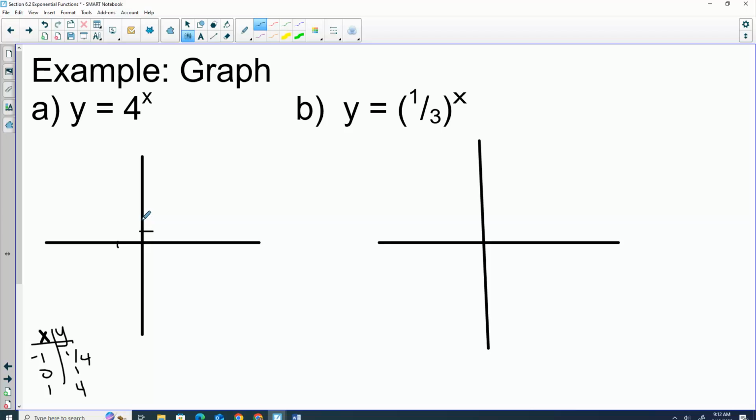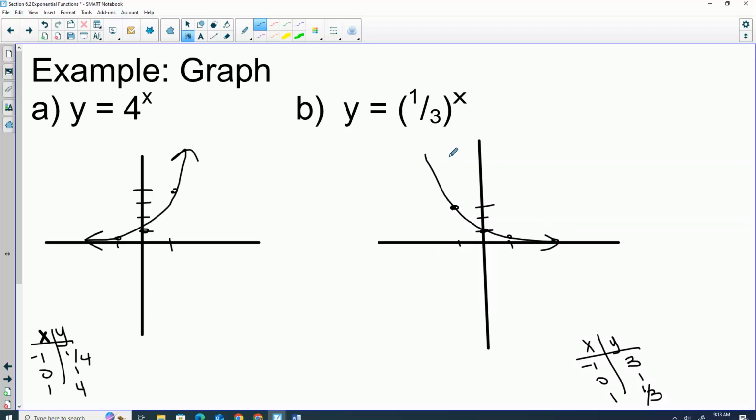Then I do expect those points to actually be plotted on your graph, so don't just draw me a shape with no points on it. So we have -1, 1/4, 0, 1, 1, 4. It's increasing because the base is bigger than 1. When you do your 1/3, what's 1/3 to the -1? And 1/3 to the 0, and 1/3 to the first. So we have -1, 3, 0, 1, 1, 1/3. And looks like everybody got those two graphs. So no problems with our basic functions here.